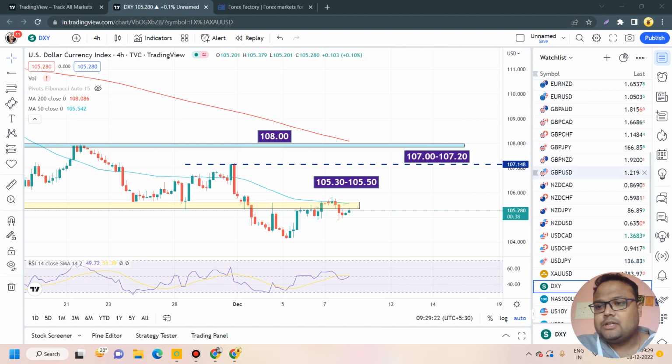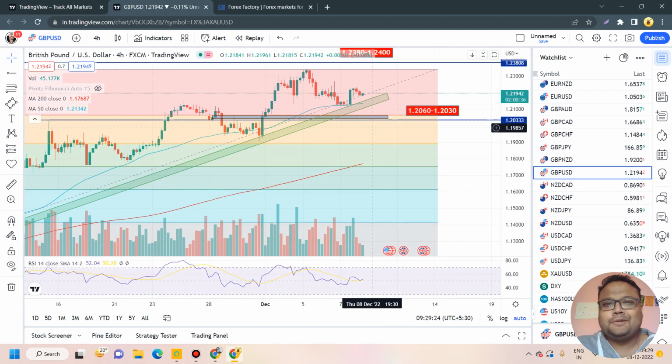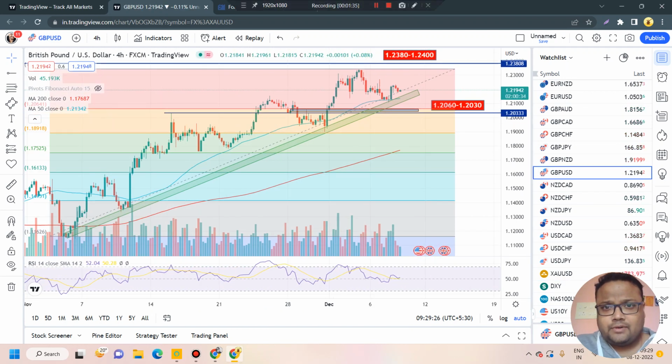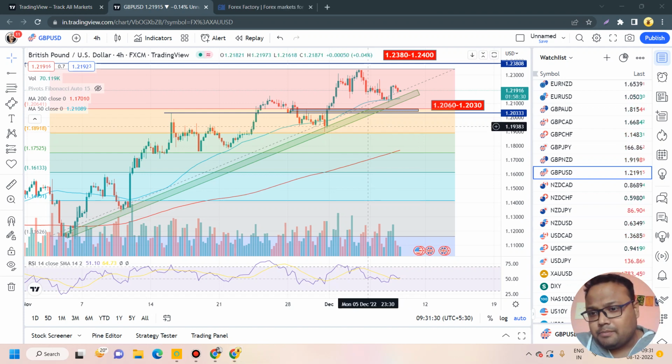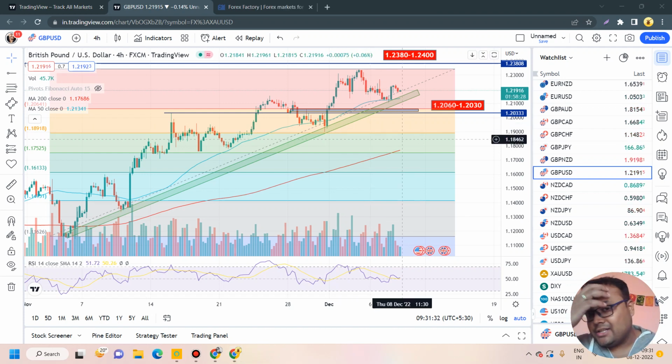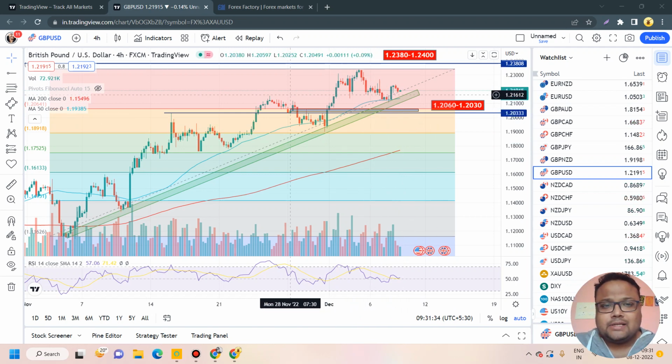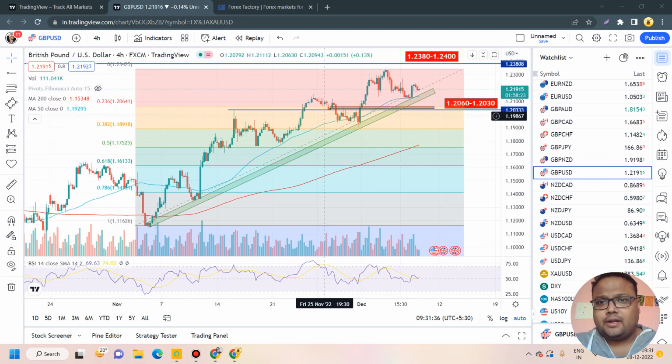Now let's have a look at the chart of GBPUSD, pound dollar. The structure of the GBPUSD chart is very similar to the chart of EURUSD, because we can see that both are forming higher highs and higher lows here. So basically the structure of the chart is very bullish. As a result, buy at support or buy at dip is the best strategy, considering the present structure and trend of the market.